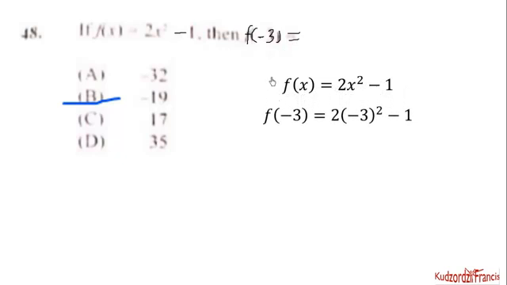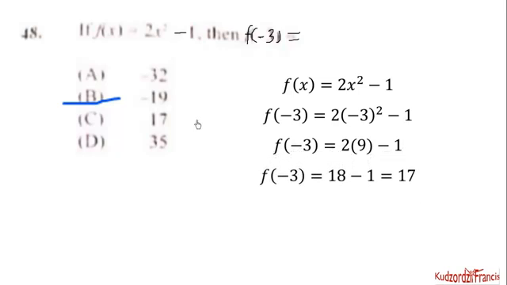Now item 48. So f of x equal 2x squared minus 1. We want to find f of negative 3. So f of negative 3 is equal to what? We just plug in negative 3 wherever we see x, and that will give us 2 times 9 minus 1, which is 17. So the correct answer is 17.